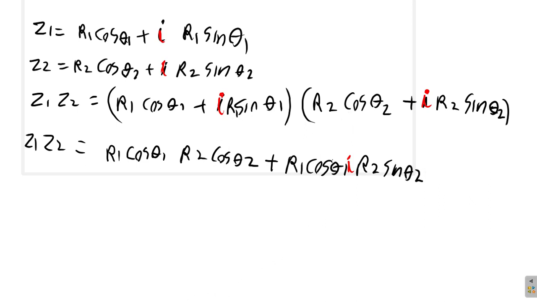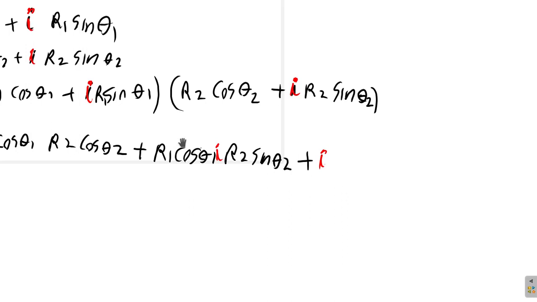Now, then what we have here, multiply these two. What do we get? We're going to get plus i, and then we would have r1 sine theta 1, which is this here, see that? Times this r2 cos theta 2, and then multiply these two now.